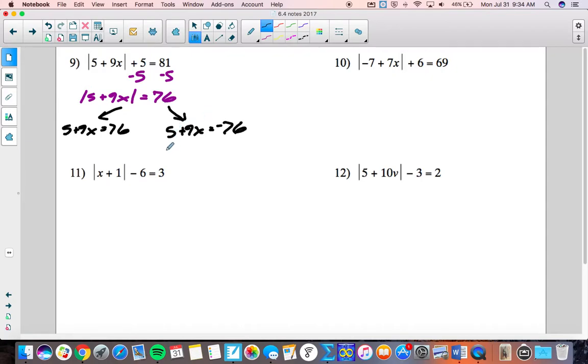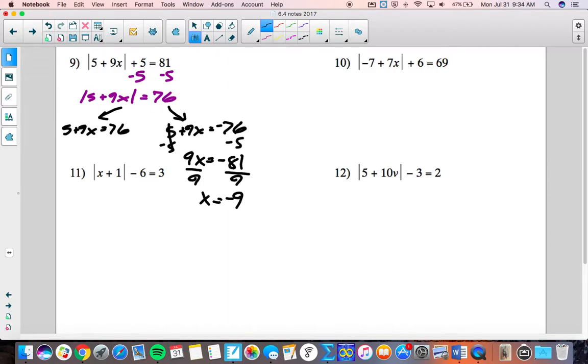I'm going to solve the one on the right. So we get 9x equals -81. Divide by 9, divide by 9. x equals -9. And mentally, I'm going to plug that back in up there. -81 plus 5 is -76. Absolute value of -76. 76 plus 5 is 81.